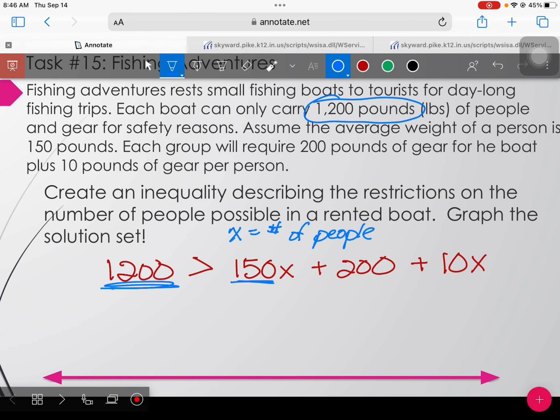All right, 150 times x. We don't know how many people yet. Plus 200. What does this 200 represent? The gear for the entire boat. Gear for the boat. And then what's this 10x? Right, this is the gear we need per person.